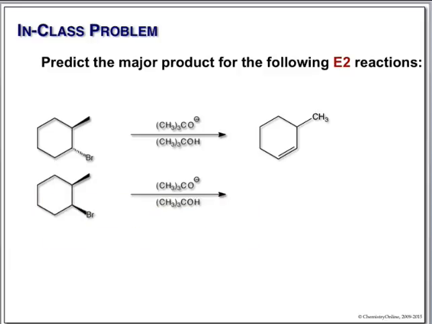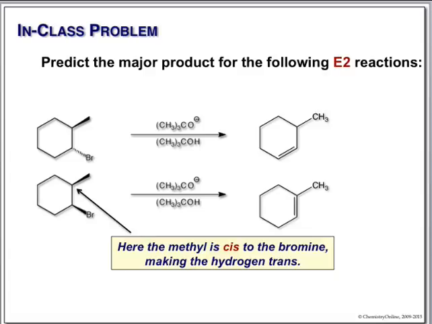For the second one here, this methyl group is cis to the bromine, which means that the hydrogen here must be trans. So this can go and give us an elimination to give us the side step product that looks like that. All right, any questions?